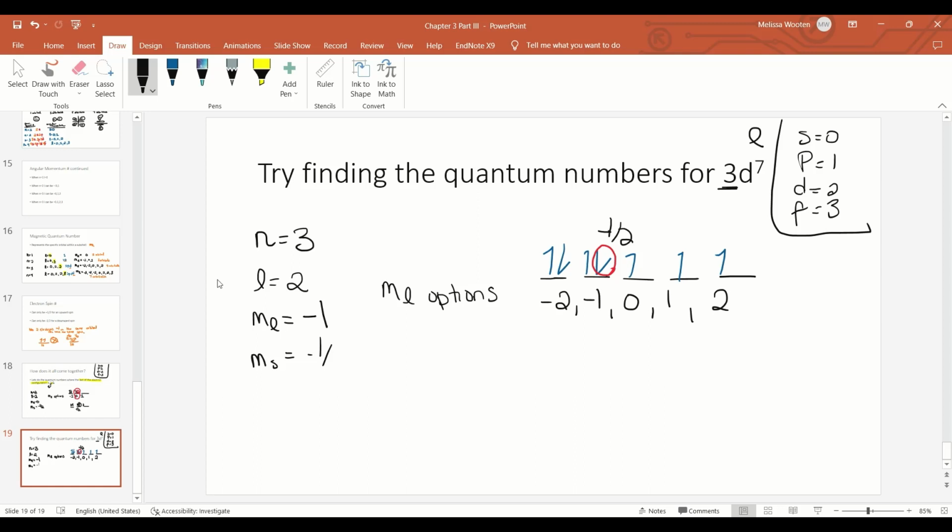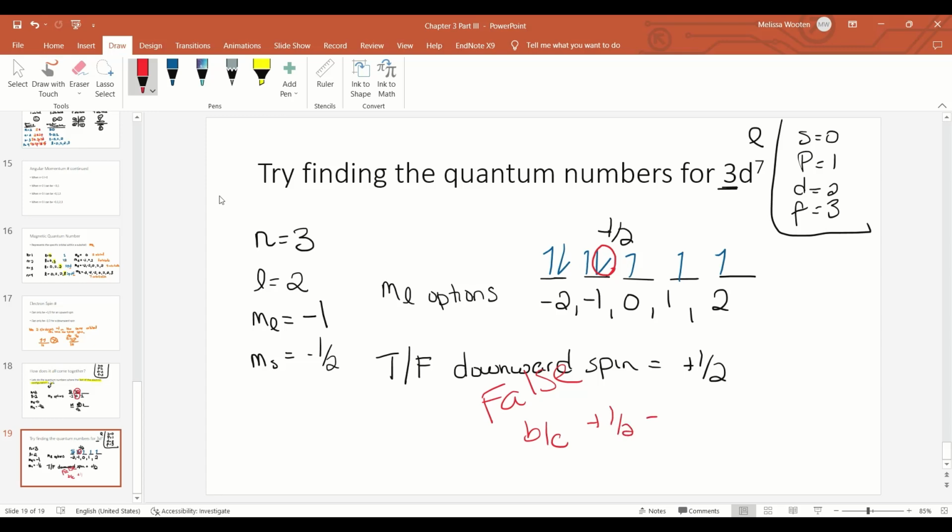And so you might ask, well, it could also be +1/2 if I draw it the other way. So how would I test you on this? How I might test you on this is I might say, true or false, downward spin equals +1/2. And that would be very much false, because +1/2 is an upward spin, and -1/2 is your downward spin.